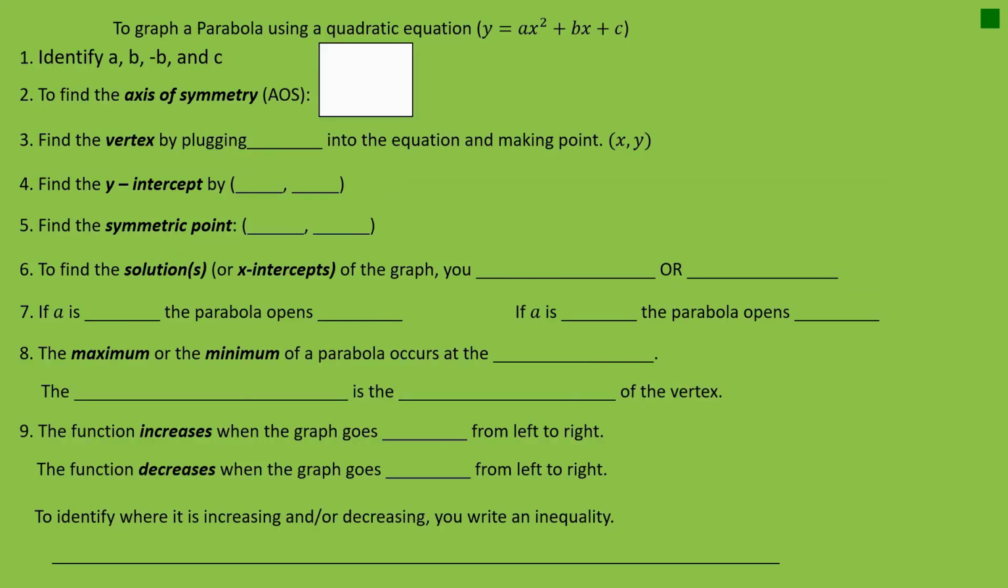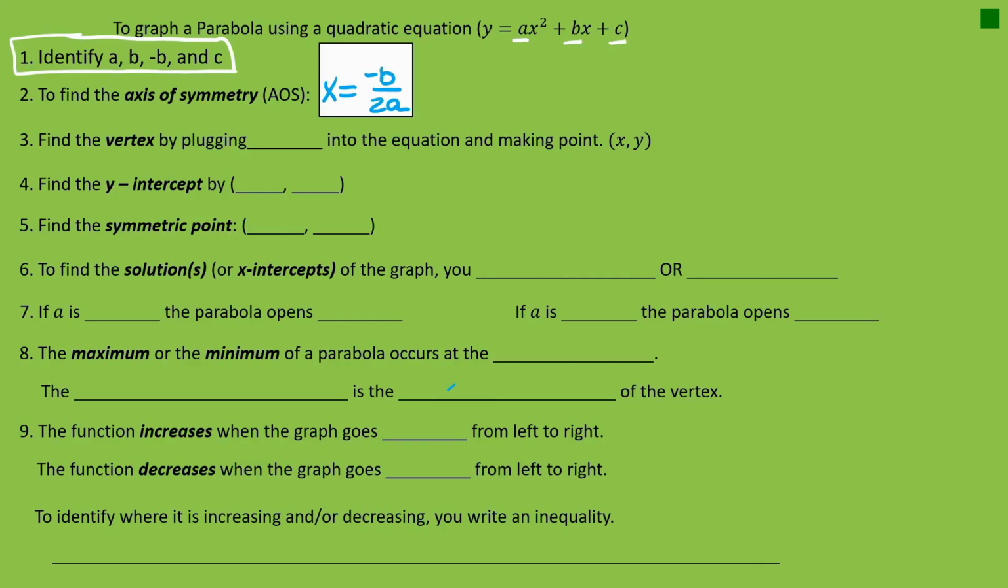What are we going to do if they give us an equation and they don't give us a graph and we have to find all these parts? Well, the first thing you're going to do is the same thing you do pretty much every time you deal with a quadratic. You're going to identify A, B, negative B, and C. To find the axis of symmetry, there is a formula you have to learn. It's x equals negative B over 2A.